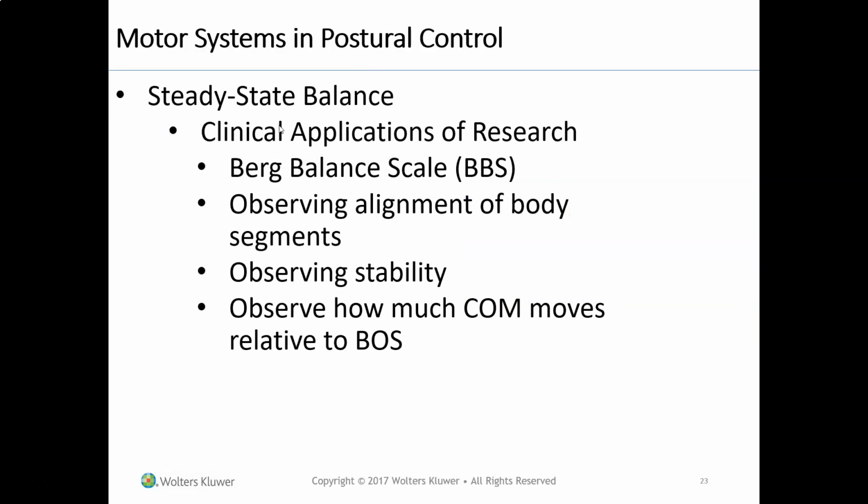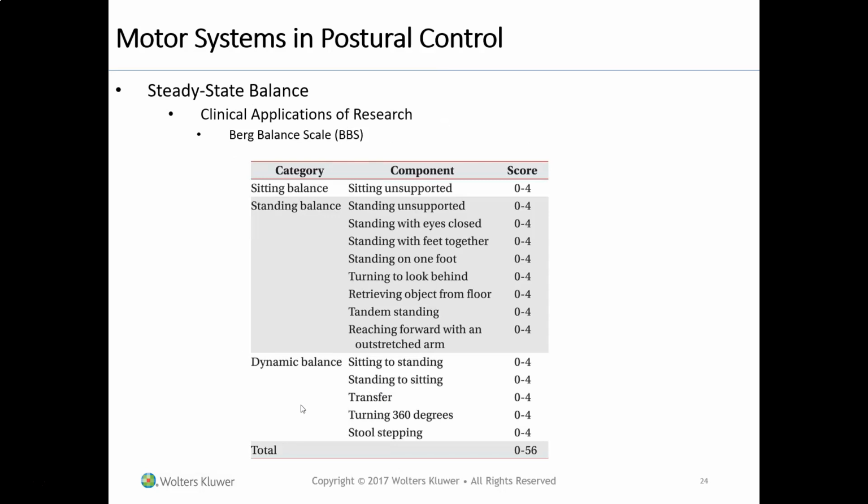Now, what are some clinical applications of research? We've got the Berg Balance Scale, and I uploaded it, and you can do that on a family member for some extra credit. We'll go over that at our break. It involves observing alignment of body segments, observing stability, and observing how much the center of mass moves relative to the base of support. Let me show you that Berg balance test again so you have a good review.